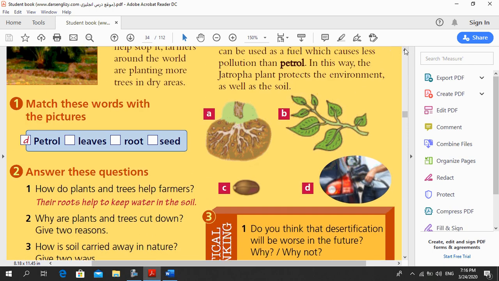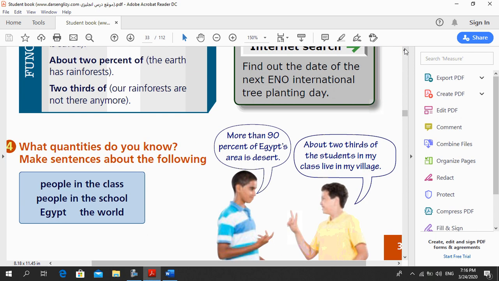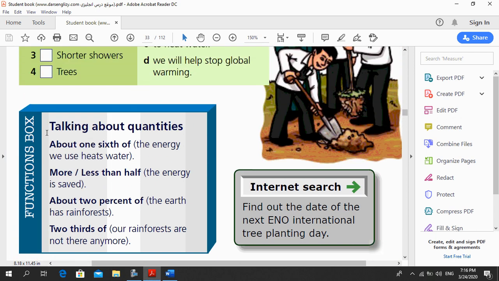Of course, don't forget the gray box. It's super important. It has expressions on talking about quantities. A quantity is like, for example, when you say the word half or 2%, 3%. So how can you talk about quantities? If you're not sure, you're going to say about. About, you're not sure of the exact quantity.